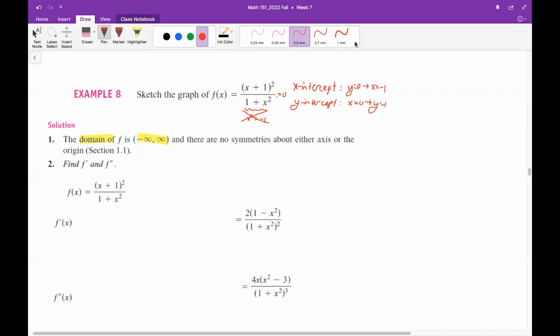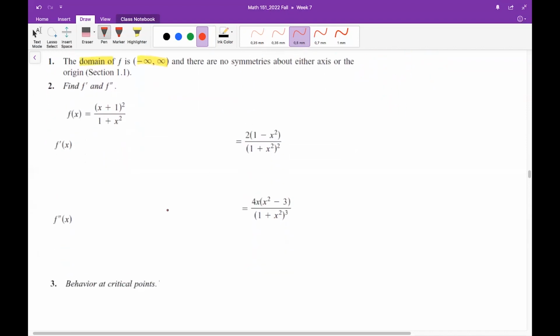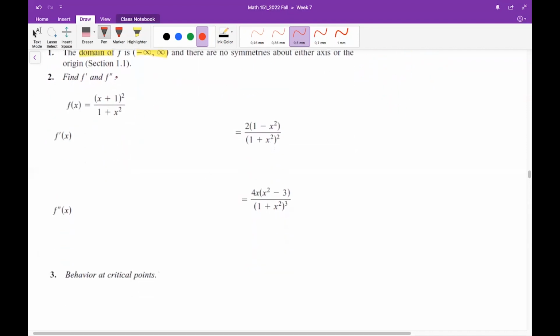Okay. So this means that your graph passes through this point where x is 0 and y is 1. And it passes through this point where x is -1, y is 0. Okay, next. We will compute the first and second derivative of the given function. This is our function. Let's compute the first derivative.